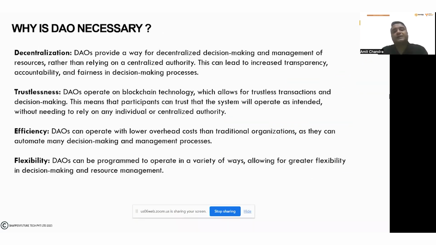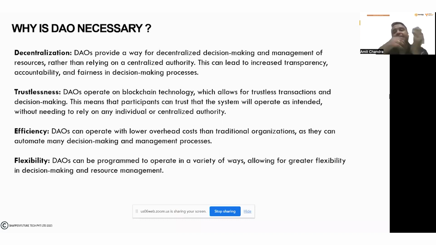So why is DAO necessary? First of all, remember one thing, that DAO is a way of running an organization. To run an organization, there are investors, stakeholders, management, and employees. And to make the good and bad decisions of that organization, it is always the CEO and the investors who take the decision. Now, in the case of DAO, suppose there is an organization where there is no CEO.